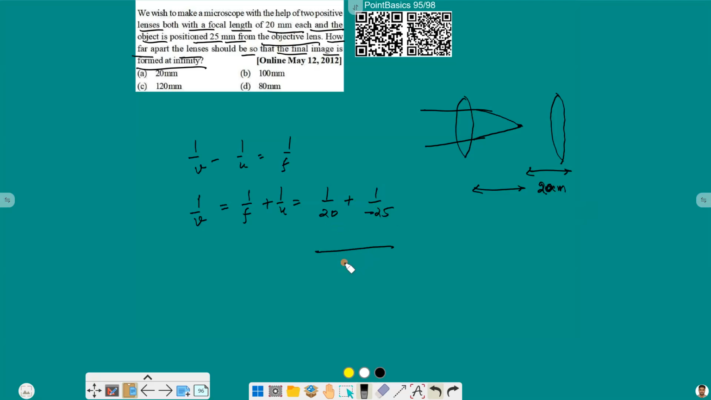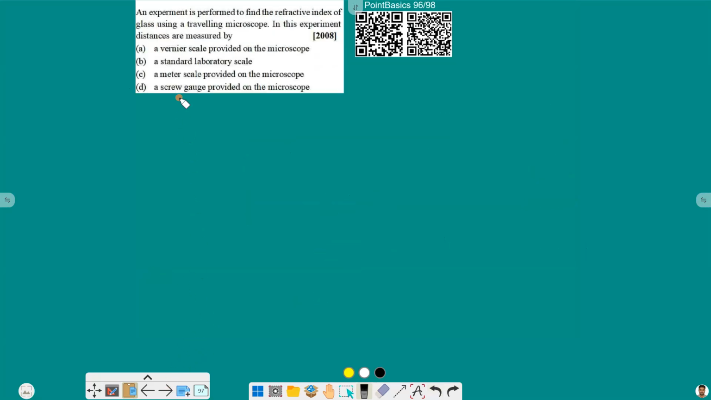So this will give 100 as LCM. This will be 5, this will be 4. This will give us 1 by 100. So V of objective is 100 mm. Now we have an additional distance of 20 mm, so the total distance will be 120 mm. That is option C.